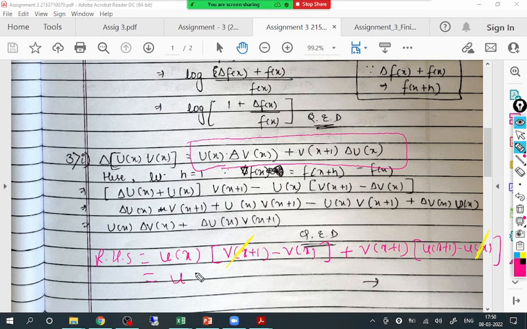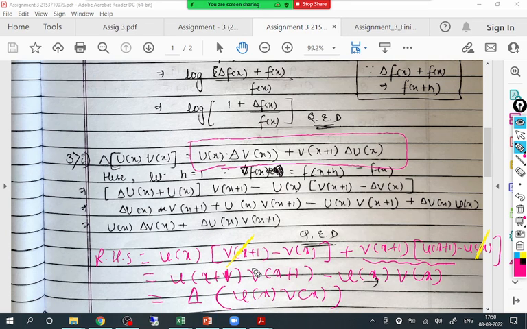You will observe u of x plus 1, this term I am writing first. U of x plus 1 into v of x plus 1, that is this last term, minus Ux Vx. And what is this? This is actually delta of Ux into Vx only. That's the proof. Is that clear? Yes, sir. Okay, so it's just a trivial proof.